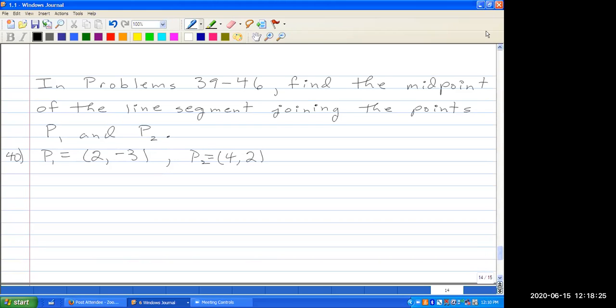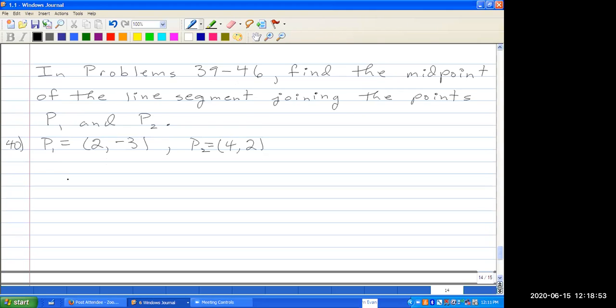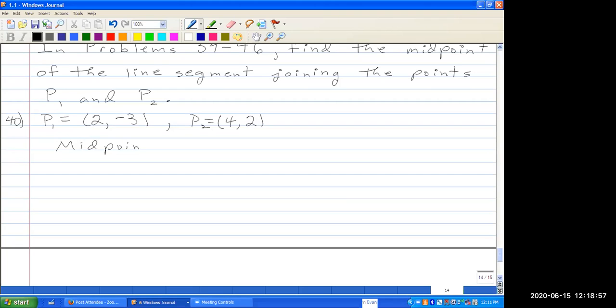Okay. So, oh, I wonder if I do this and then move it up. Maybe that'll be better. Okay. In problems 39 through 46, find the midpoint of the line segment joining the points P1 and P2. So the midpoint is given by the following formula. The midpoint between the points P1 and P2 is just x1 plus x2 divided by 2, y1 plus y2 divided by 2.